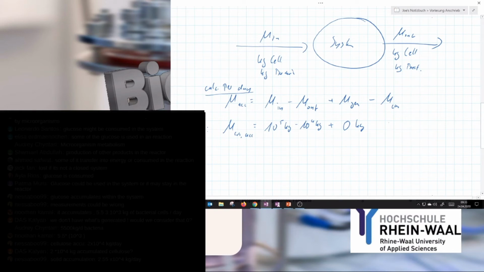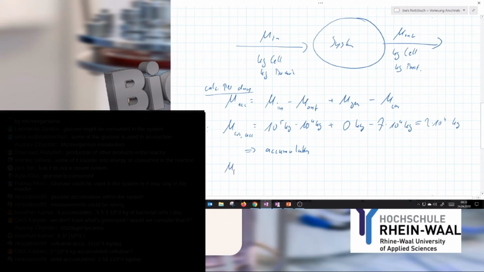Now the consumption rate was 7 times 10 to the 4 kilograms. Always use scientific notation here. Nobody wants to count zeros. And if you put it all together, this is a very simple calculation, you end up with 2 times 10 to the 4 kilograms. And of course, this is an accumulation, because it's positive.